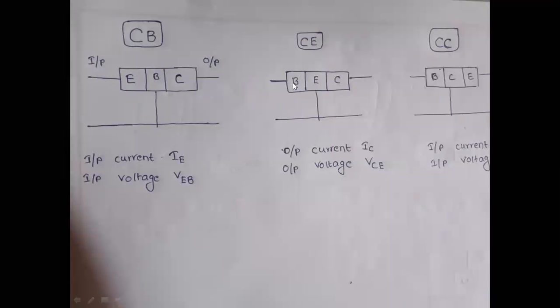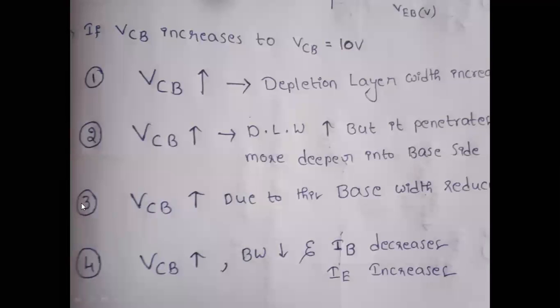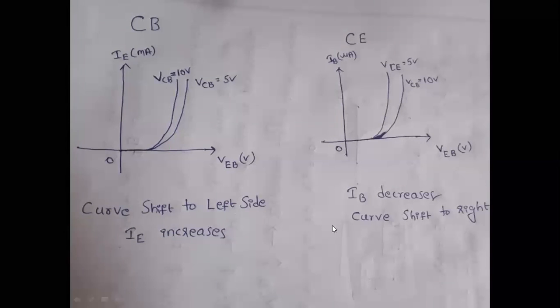Common emitter, what is the input terminal? Base. So that's why input current is IB. For which terminal you will apply the voltage? Base to emitter. So that's why input voltage is VEB. Clear all of you? Now, due to the early effect, IB decreases. I said that clearly. So here I mentioned the same thing.